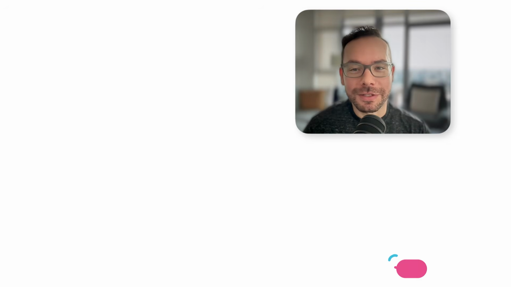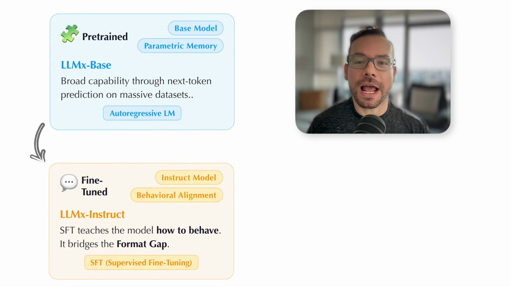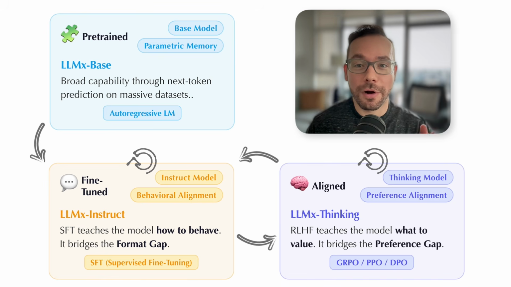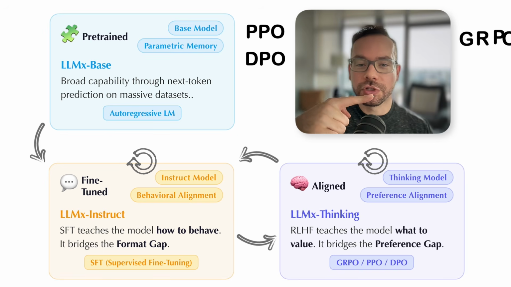Before a large language model is ready for the real world, it goes through three major transformations. First, pre-training gives the model broad word knowledge and linguistic abilities. Next, supervised fine-tuning teaches it how to format responses, hold a conversation, and act like an assistant. But the most critical step is alignment, shifting from how to behave to what to value: judgment, safety, and reasoning quality. In this video, I'm breaking down three dominant alignment engines shaping modern LLMs: PPO, DPO, and GRPO.